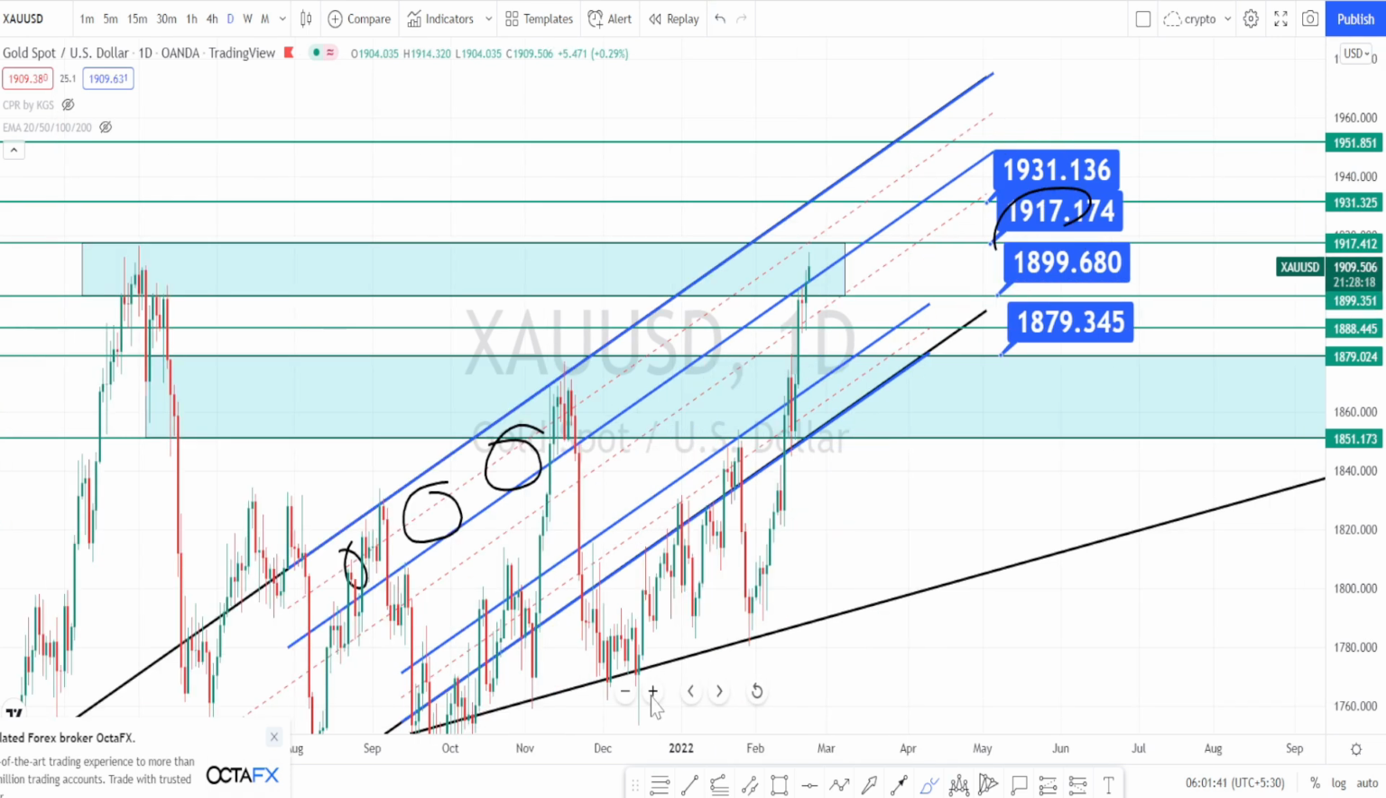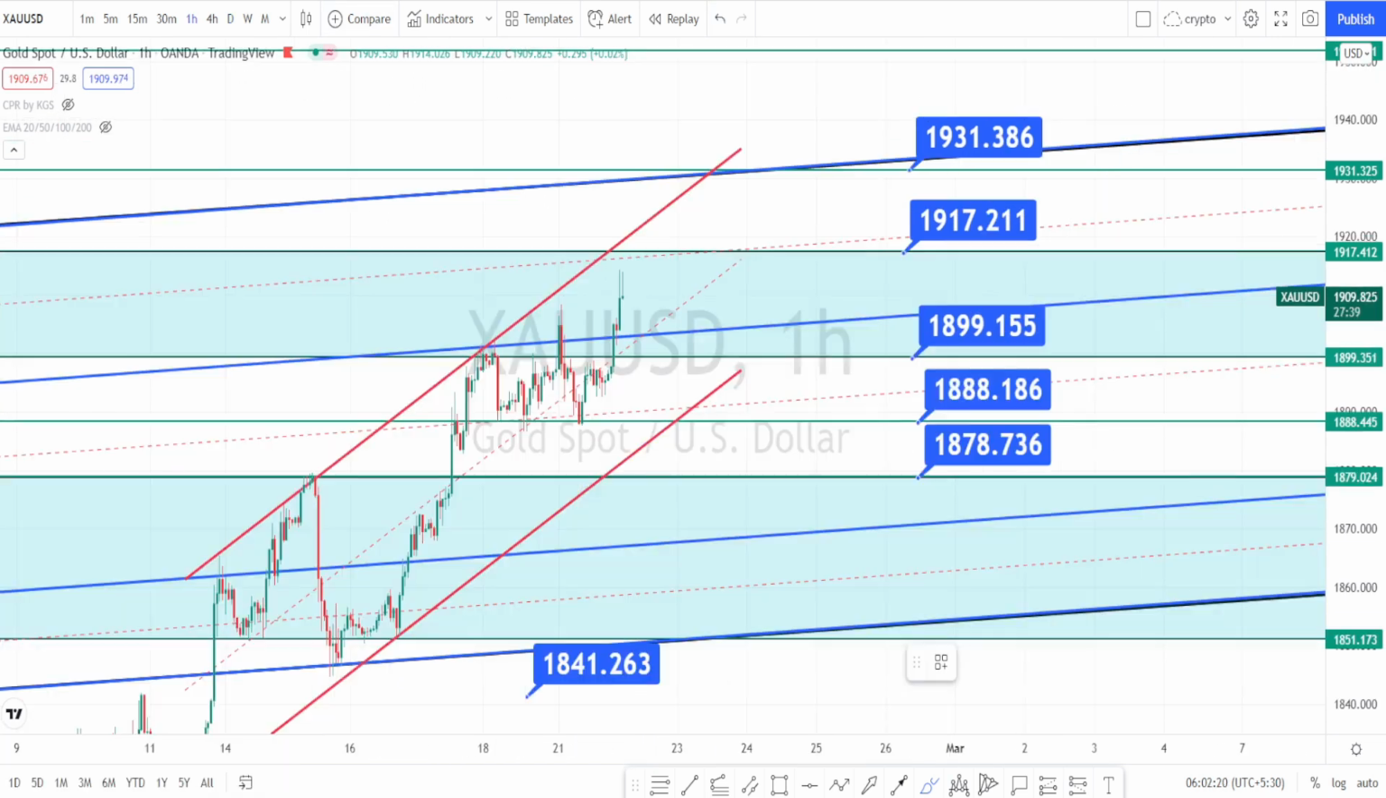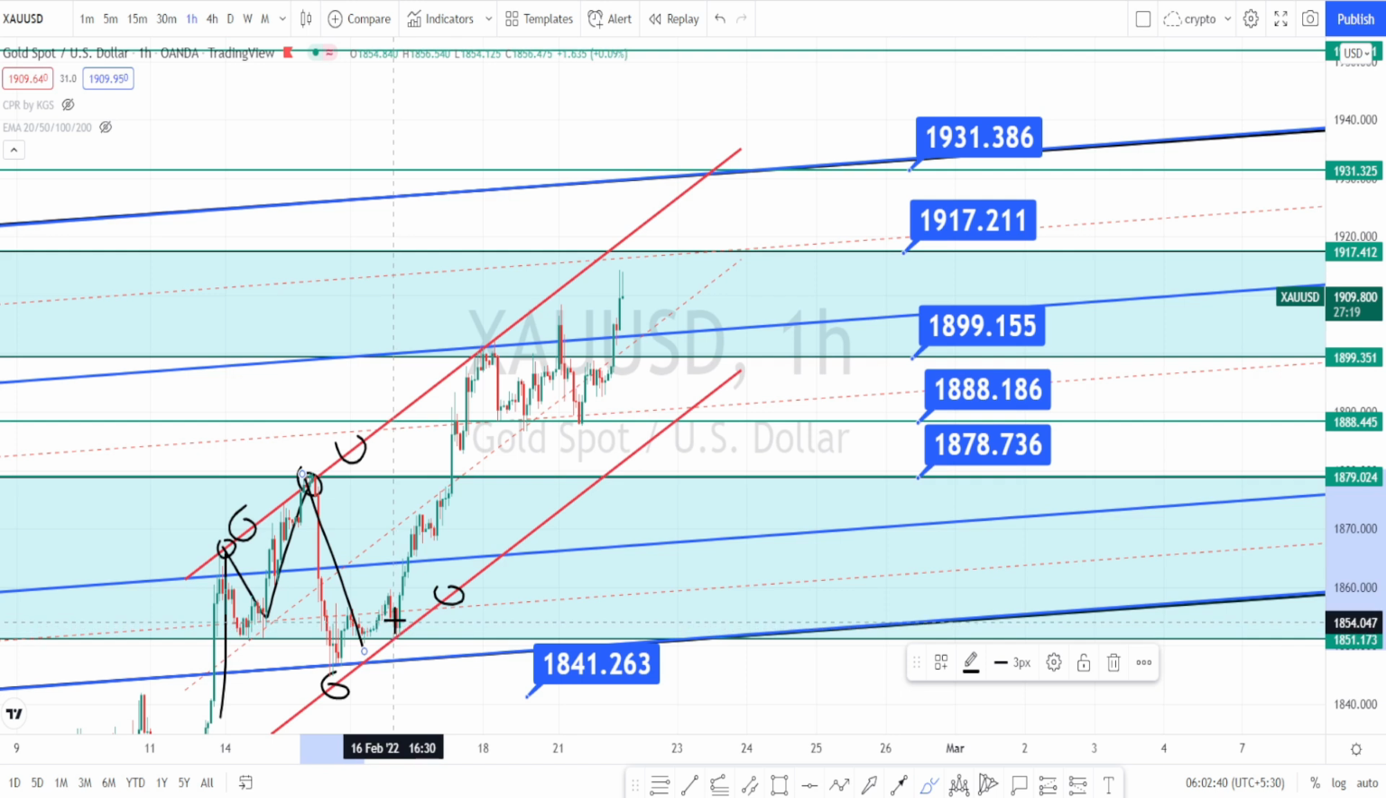Let us do the analysis in hourly time frame. I'm in hourly time frame now. In hourly time frame, I have drawn one more channel pattern over here. You can notice that whenever the price action tests this resistance line, it bounces back. Again it tried to retest this resistance line. Again it has bounced back and it has taken support on the channel pattern support level and gone on a bullish side trade.